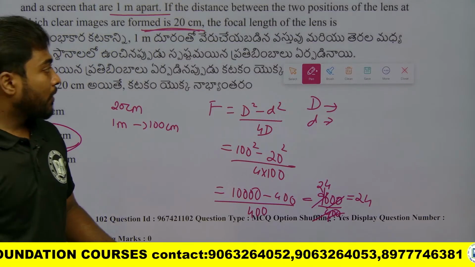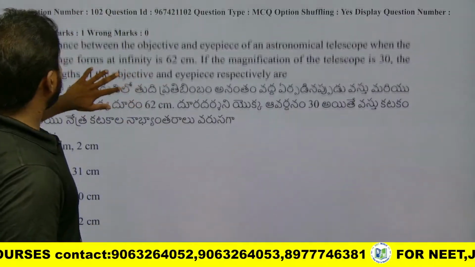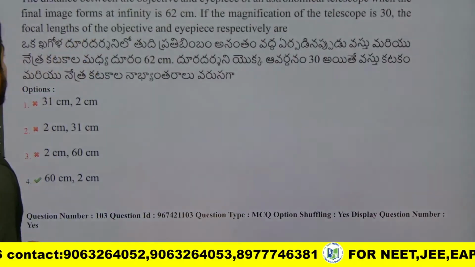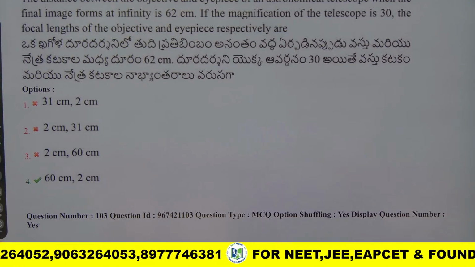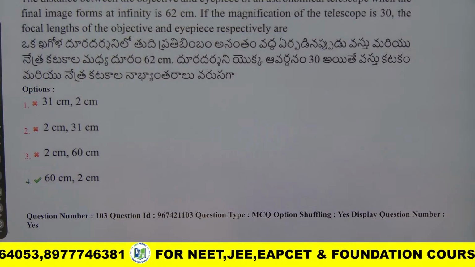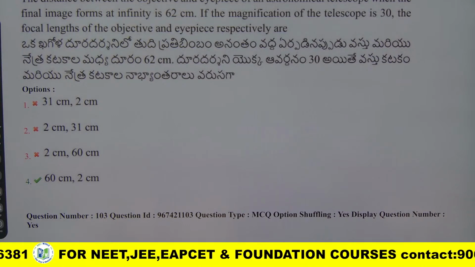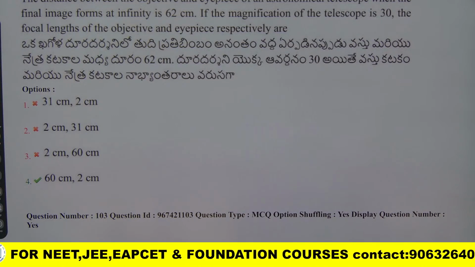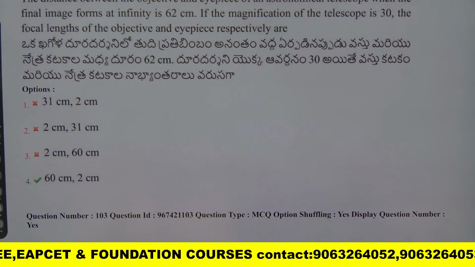I'll show the next question. You can take a look at this question and we'll solve it in the next class. The distance between the objective and eyepiece of an astronomical telescope when the final image forms at infinity is 62 centimeter. If the magnification of the telescope is 30, what are the focal lengths of the objective and eyepiece respectively? Take a look at the question, we'll solve it in the next class.